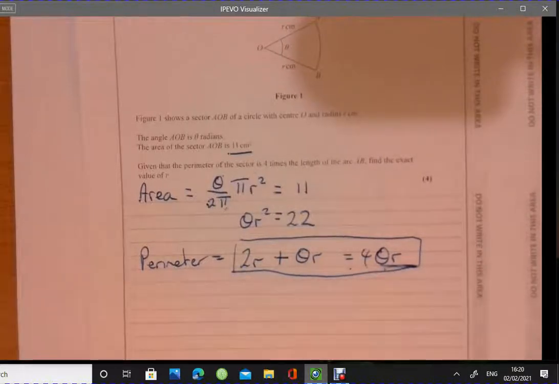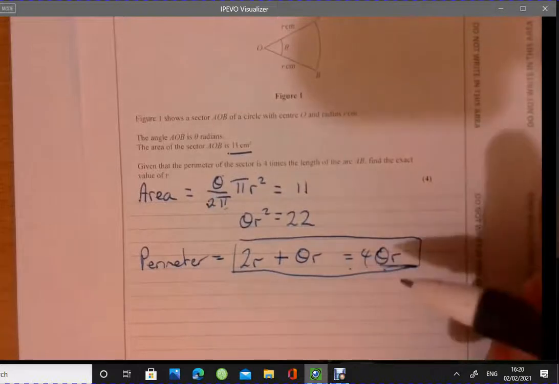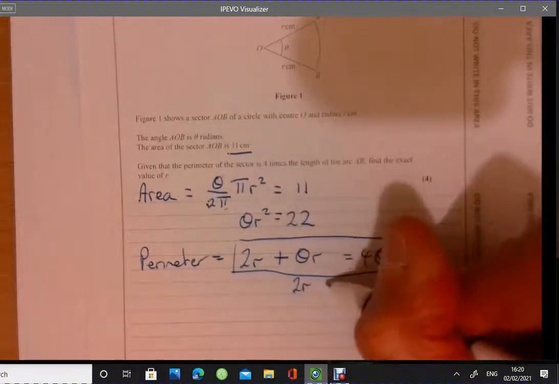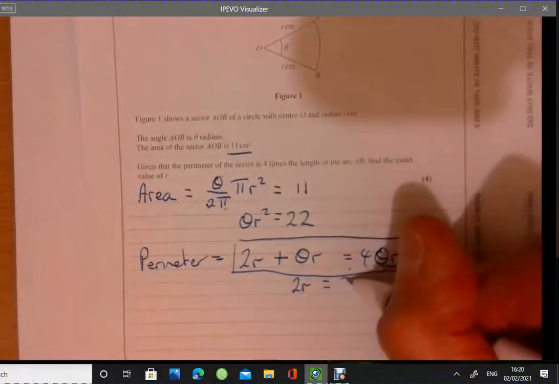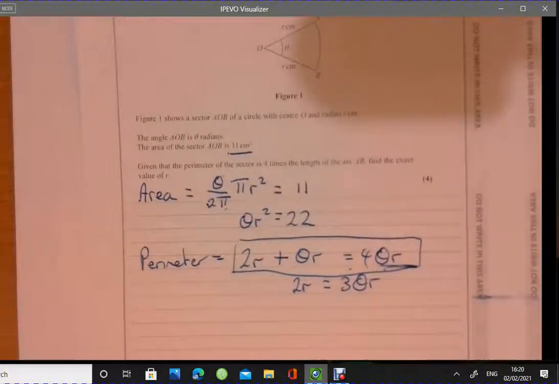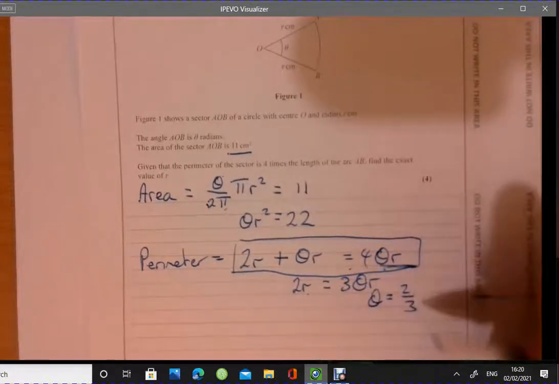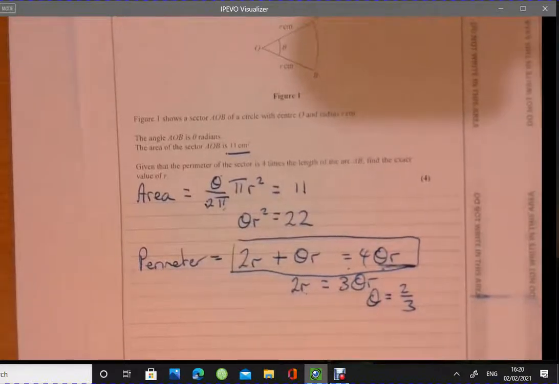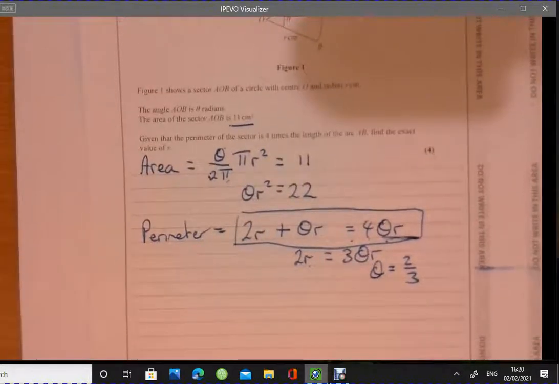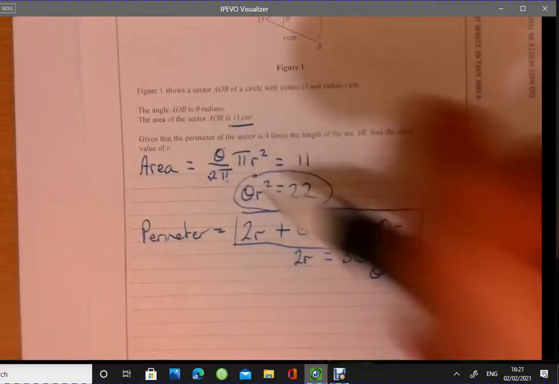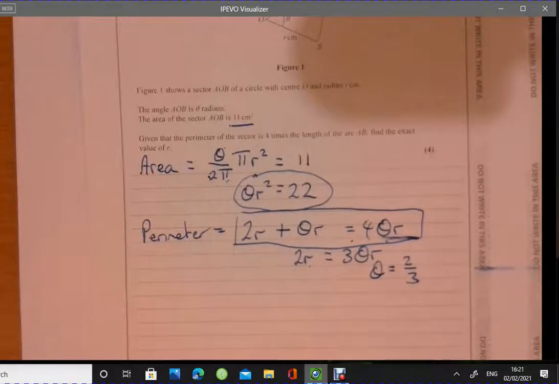Now let's have a little play with this. If we take away theta r from both sides, we get 2r equals 3 theta r, and then divide both sides by 2 and divide by 3, and then we can say that theta equals 2/3. Okay, so let's go back now. If we know that theta is equal to 2/3, let's pop that in there, and then we can find out what r is.